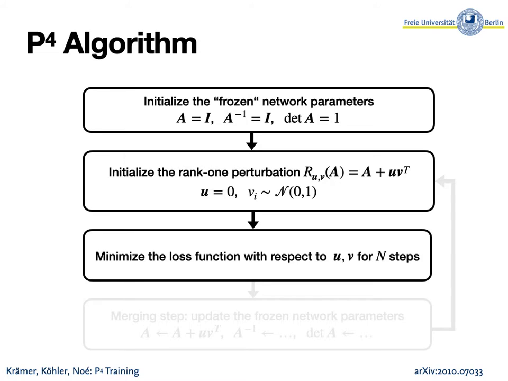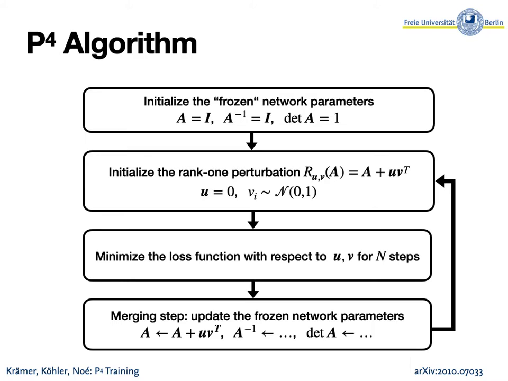Next, we minimize the loss function with respect to u and v using the perturbed network. After a couple of such minimization steps, we merge the optimized perturbation. This means that we update the frozen parameters, reset the perturbation to the identity, and start from above. The advantage of this stepwise scheme is that we can, at all times, cheaply evaluate the inverse and determinant. Further, after a number of merging steps, the matrix A can approximate any arbitrary invertible matrix.